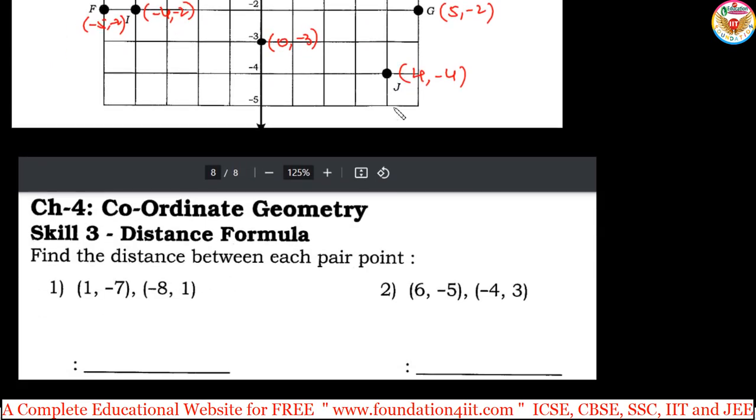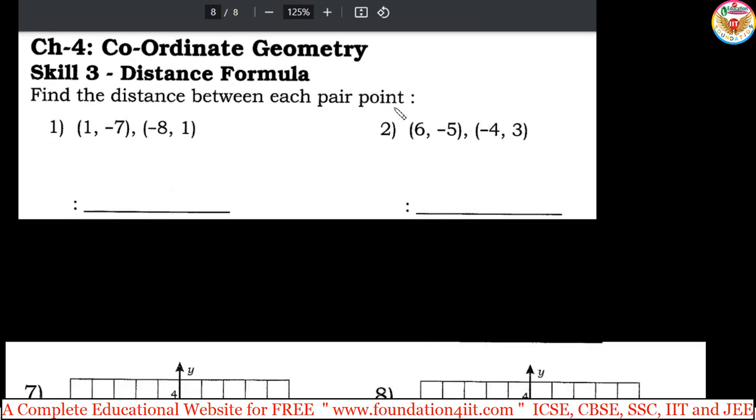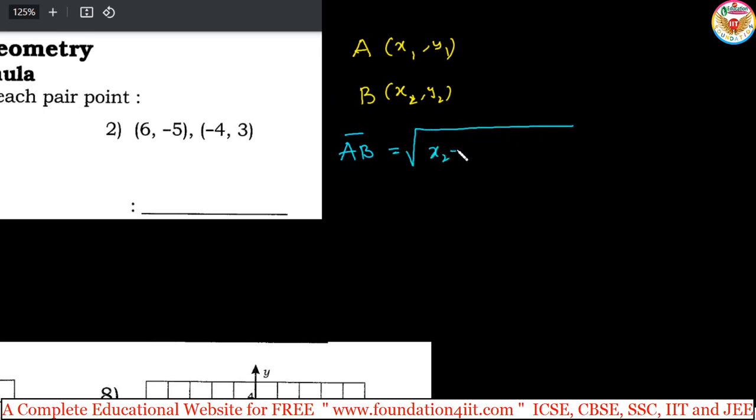Let's go for one more in this. That is finding the distance between 2 points. Find the distance between each pair of points. We have the formula. Take A as x1 comma y1, B as x2 comma y2. Then the distance between A and B is equal to the square root of (x2 minus x1) whole square plus (y2 minus y1) whole square. Right? So this is the distance formula.